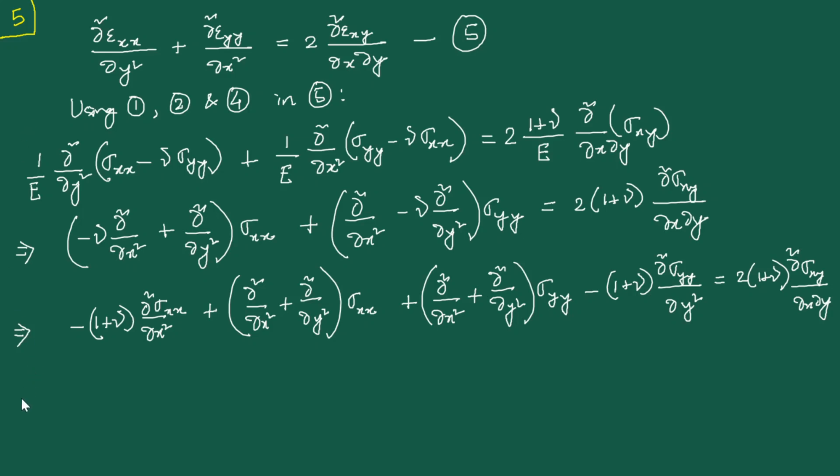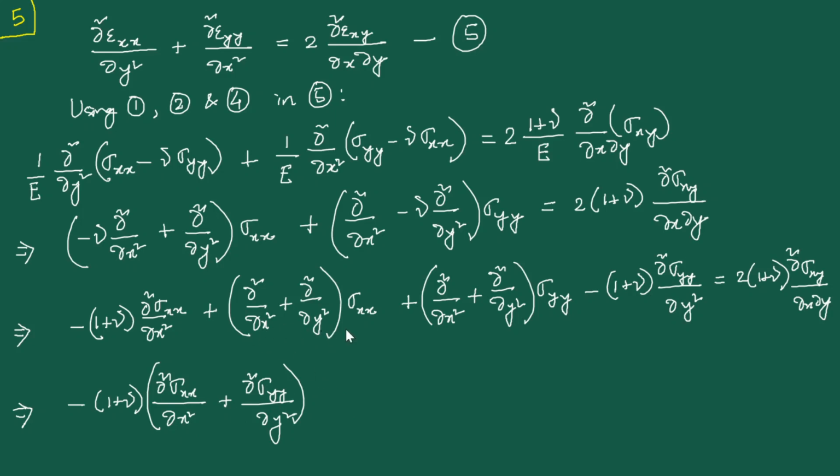Next, what we'll do is to write this in a slightly cleaner fashion like this. We'll take this 1 plus nu common with this 1 plus nu. So what remains inside is this del square sigma xx del x square plus del square sigma yy del y square. Okay, so please note that there is no Laplacian going on here. Okay, so this is just as it is.